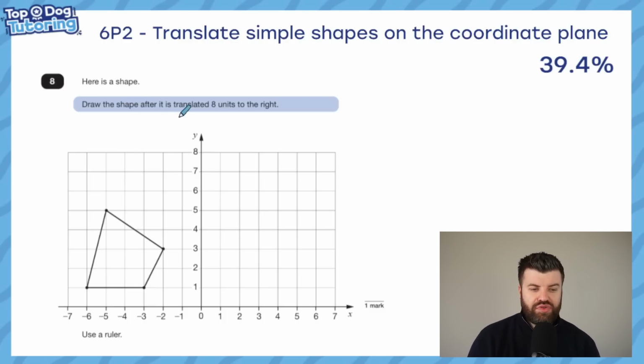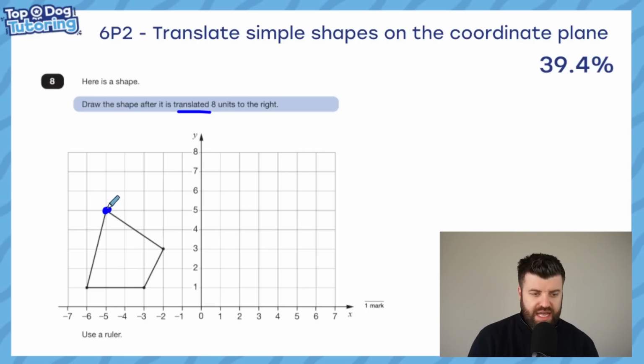Here is a shape. Draw the shape after it is translated 8 units to the right. So this is a straightforward question, but clearly it might be a time thing in school. We're not getting time to cover these questions properly, but it's something we need to practice and get right every time. So whenever we translate a shape, we pick one of the corners.